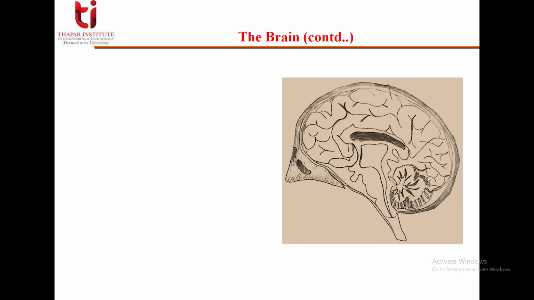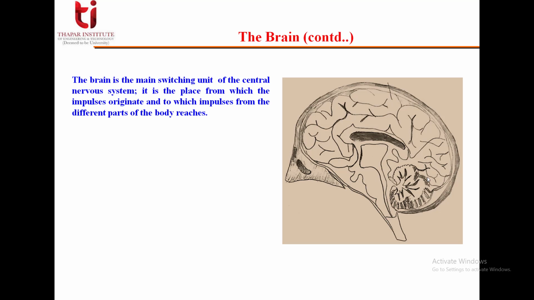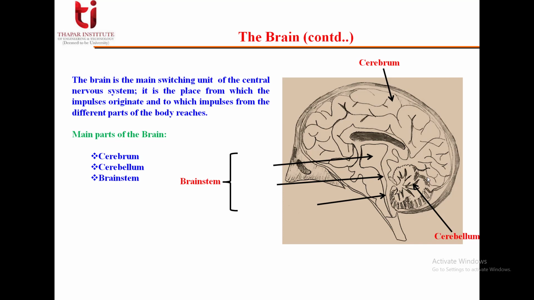Now in brief we will discuss the main parts of the brain. First, the brain is the main switching unit of the central nervous system, and it is a place from which impulses originate and to which impulses from different parts of the body reach. This also we have discussed in the part on the central nervous system, because the brain is the main part of the central nervous system. So what are the main parts of the brain? We have the cerebrum. You can see in the figure, it shows the typical structure of the brain. Then we have the cerebellum. Further, we have the brain stem, which includes the midbrain, pons, and medulla oblongata. These are the main parts comprising the brain. Now we'll discuss all these parts one by one.